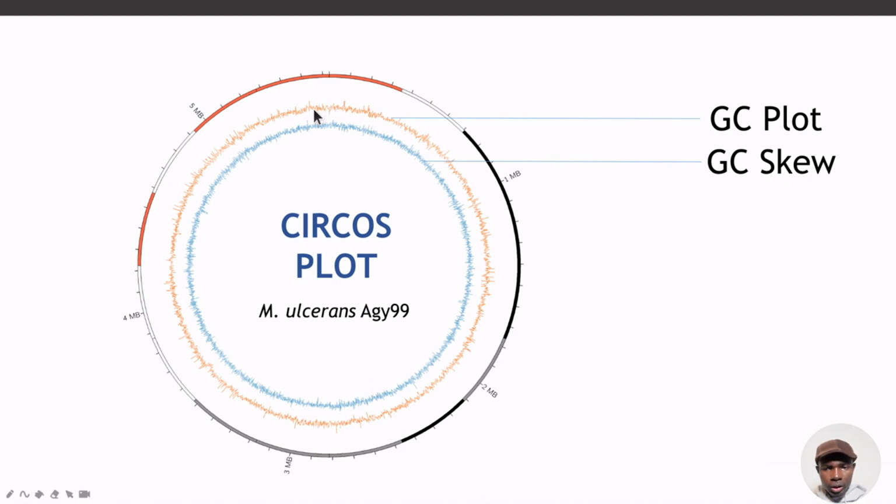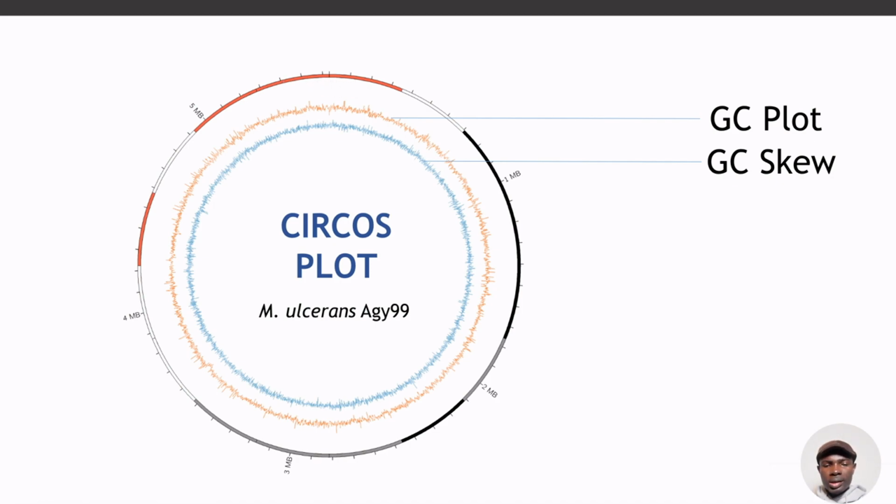So this is the GC content. That's what we call the GC plots. We also have the GC skew. So basically, with the GC plot and the GC skew, what happens is that this organism has one chromosome, by the way. So various regions of the chromosome are taken.